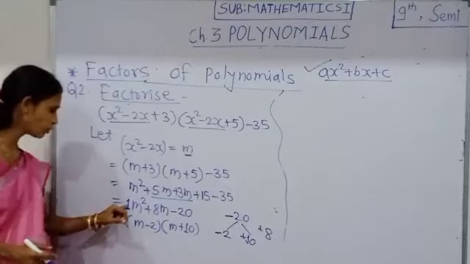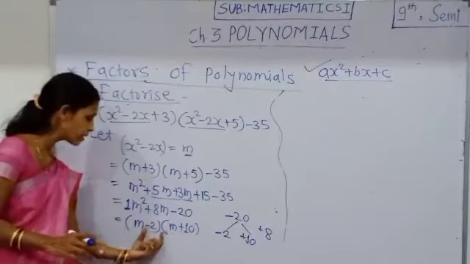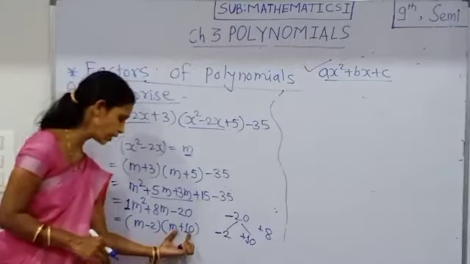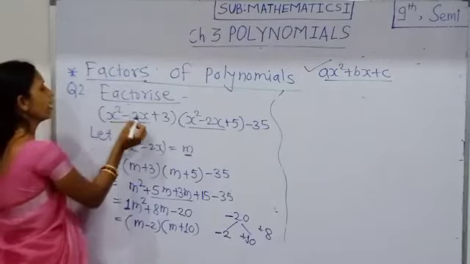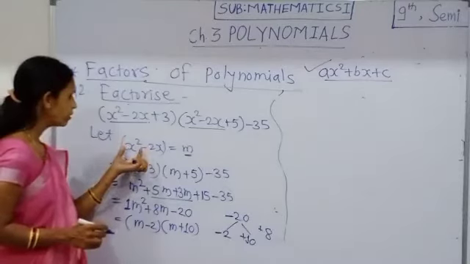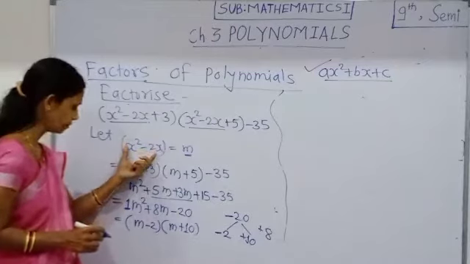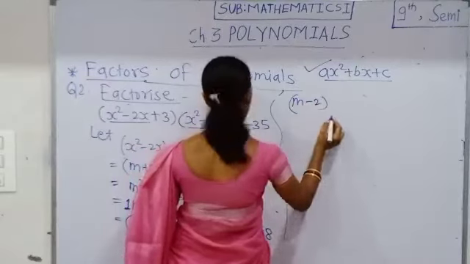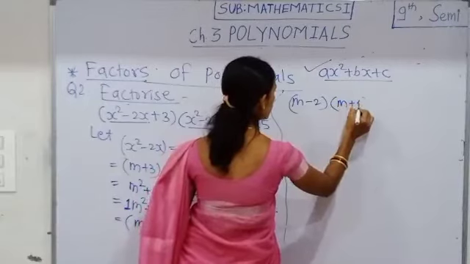If the coefficient of the quadratic term is other than 1, then we cannot get the factors directly. But see here, m minus 2 and m plus 10 are not the factors of this polynomial, because here the variable is x, and here we have considered the m variable for x square minus 2x, that term. Therefore here we have to put in the value of m, that is x square minus 2x.